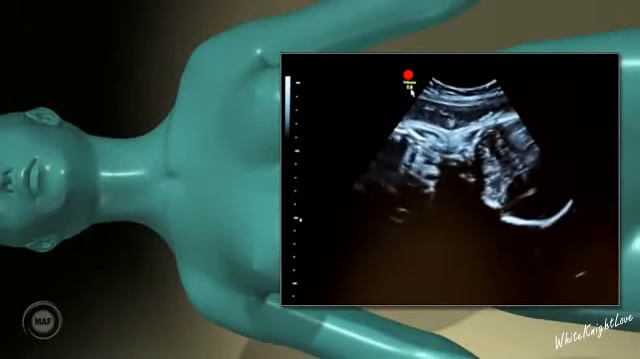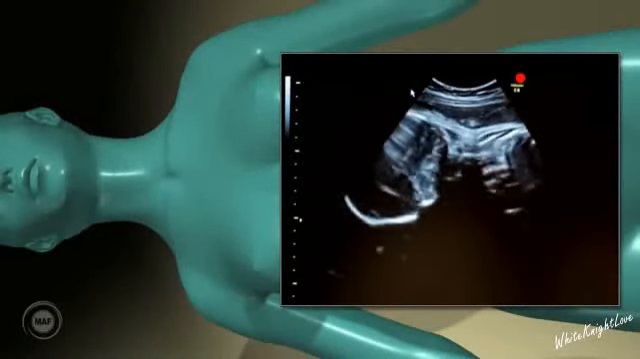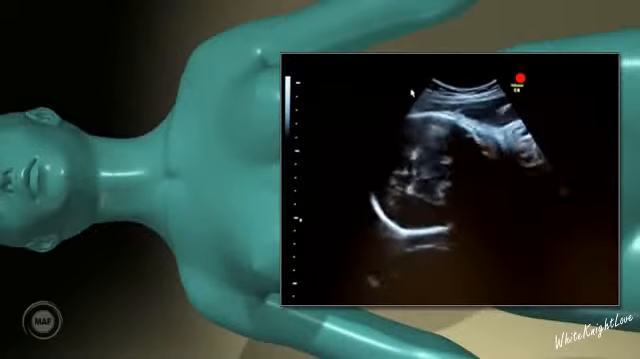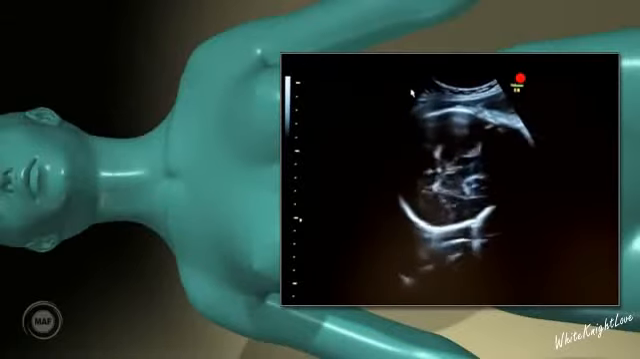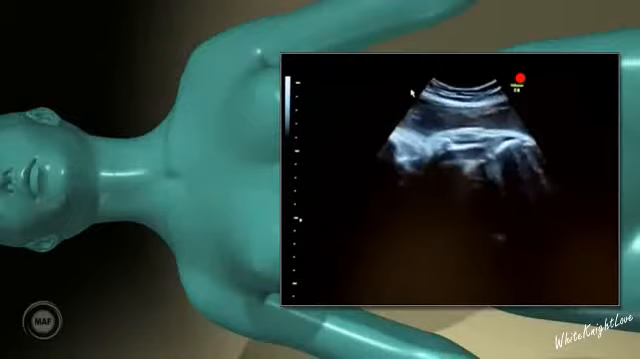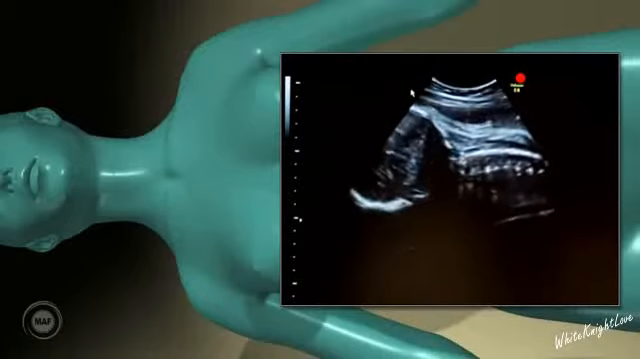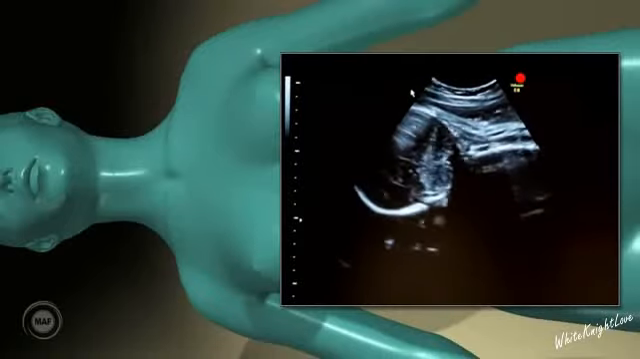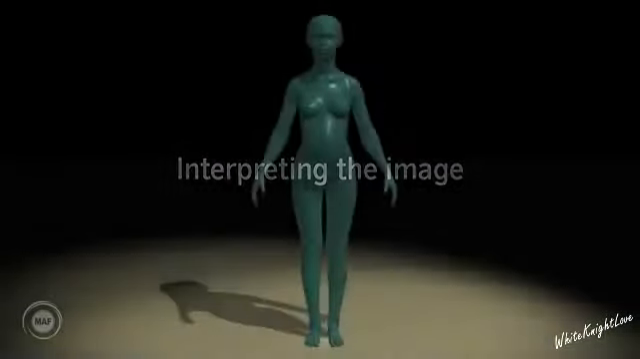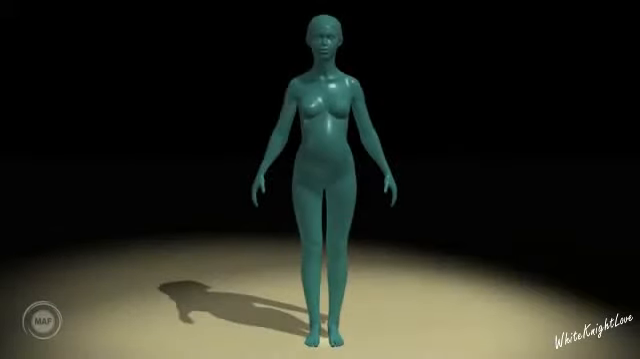Understanding these principles of orientation is important, otherwise it can lead to confusion, for example, where a cephalic presentation could be mistaken for a breech and vice versa. Interpreting the image: there are various positions of the back for cephalic or breech presentation.